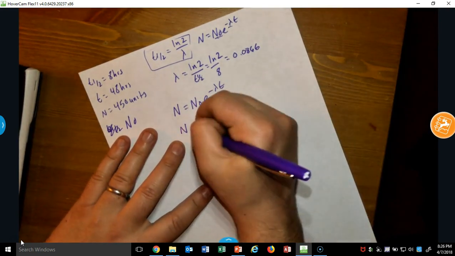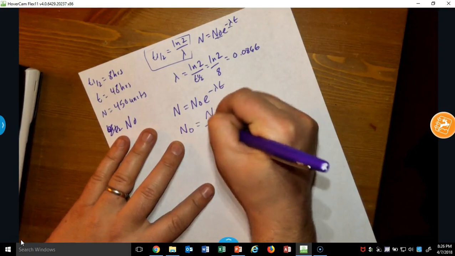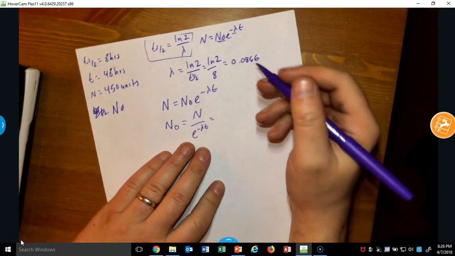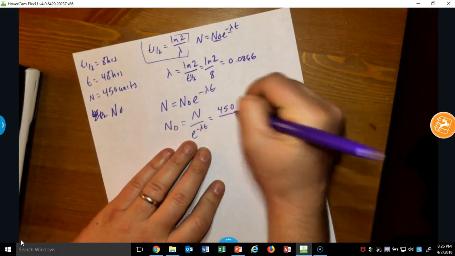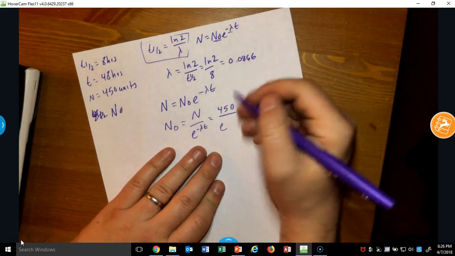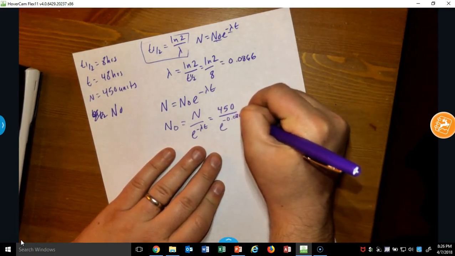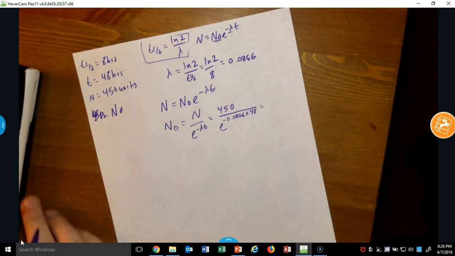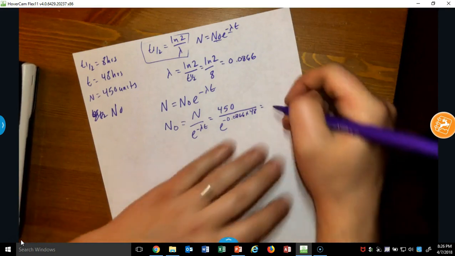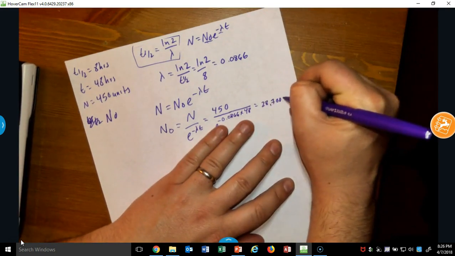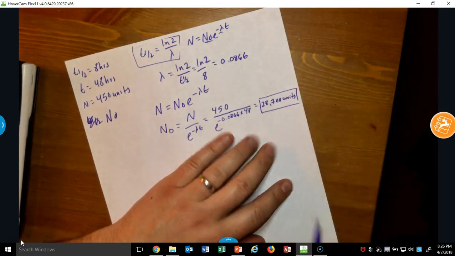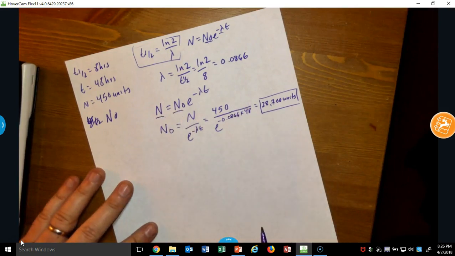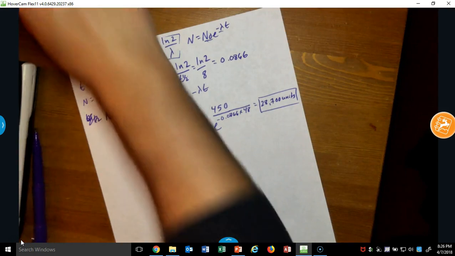Now that we know that, we can rearrange this equation to solve for N0. I will divide both sides of the equation by e raised to the negative lambda t, and that will help us find N0. So N0 is 450 divided by e raised to the negative 0.0866 times the time interval, which is 48. And when we perform that calculation, we get 28,700 units to start with. Again, these are really not that difficult as long as you know how to rearrange the equation and you know what all the factors mean.